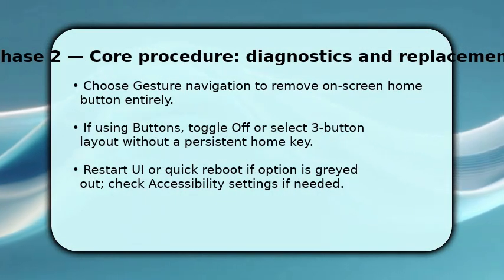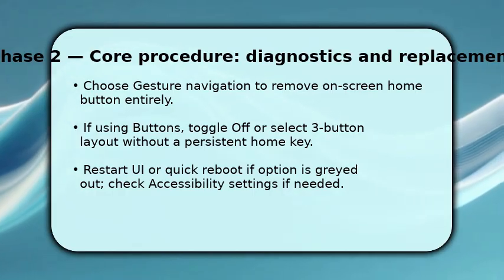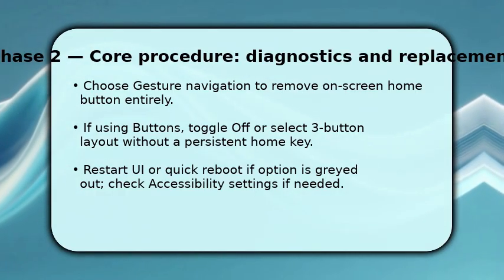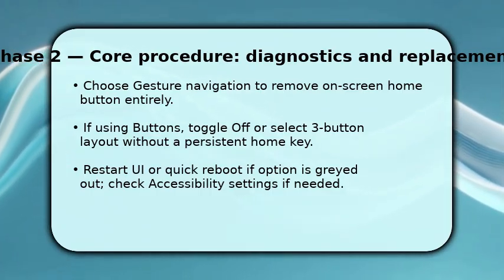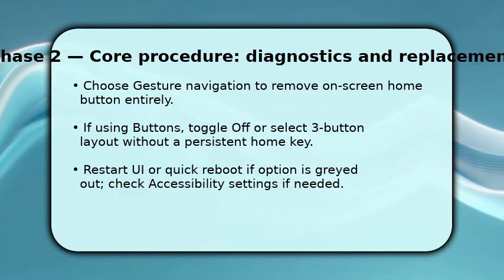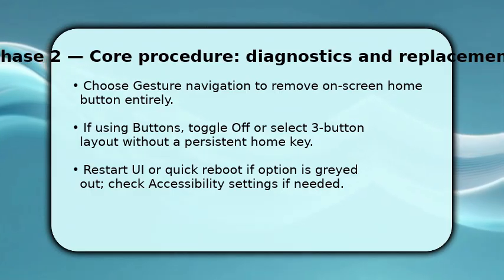Pick Gesture Navigation to remove the on-screen home button entirely. This replaces buttons with swipe gestures and frees screen space. If you prefer buttons, select a different layout or toggle the persistent home key off. Some Vivo builds let you hide it by switching to a 3-button layout without a dedicated home icon.